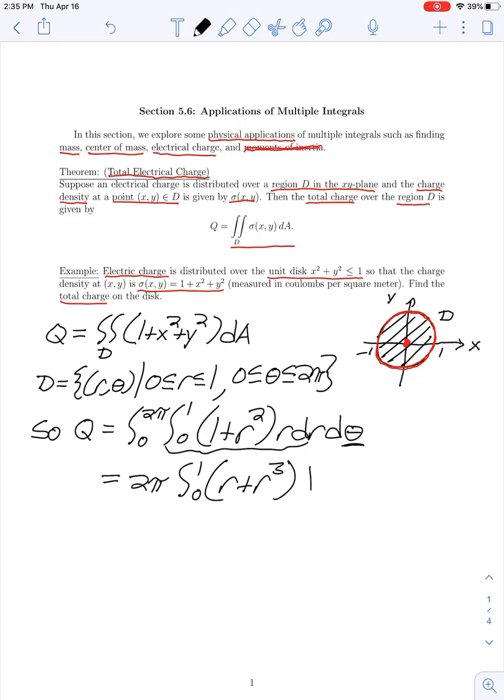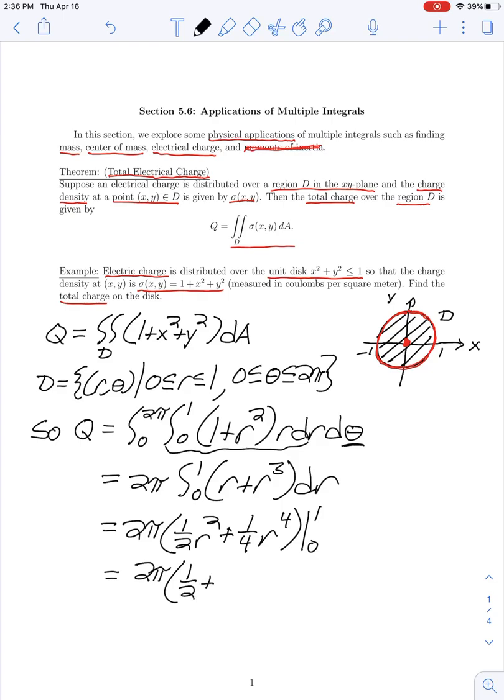plus r cubed dr. So we are left with 2 pi times, for our antiderivative, we have 1/2 r squared plus 1/4 r to the 4th, evaluating from 0 to 1. So we have 2 pi times 1/2 plus 1/4. When we plug in 1, subtracting what we get when we plug in 0, we are left with 2 pi times 3/4, or 3 pi over 2.